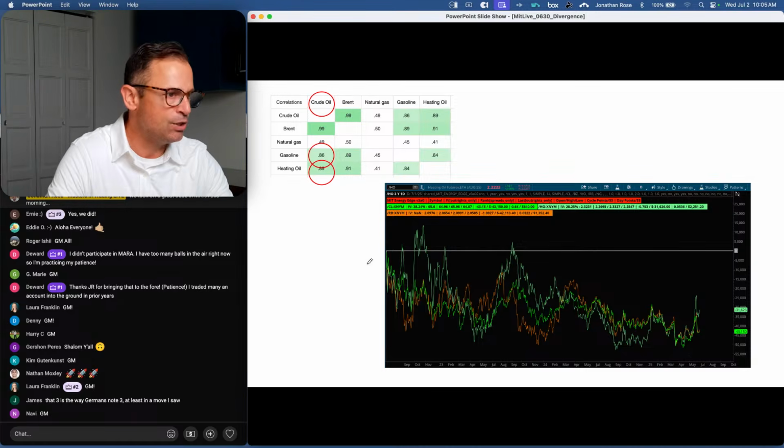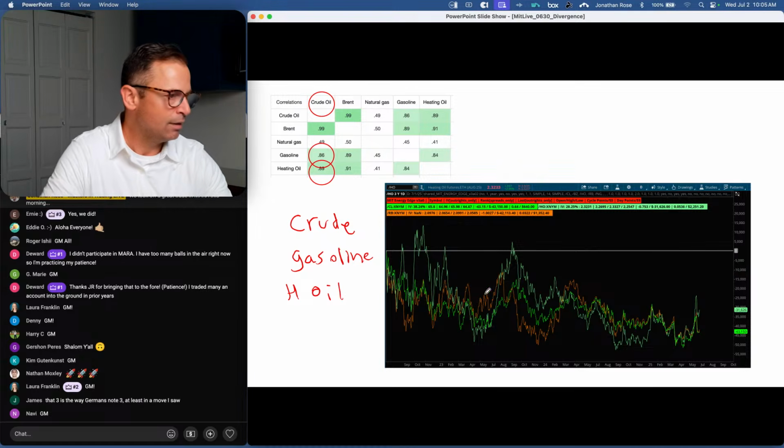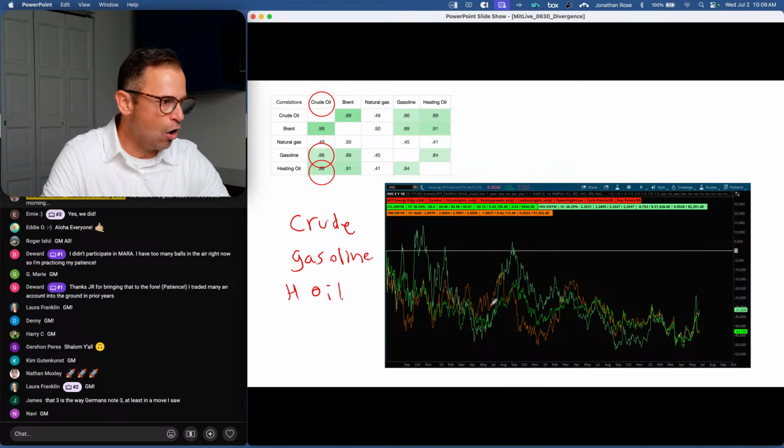a chart between crude oil, gasoline, and heating oil. This is heating oil. Now look at them. They're not all moving together, are they? But instead, once in a while, they're going to break apart.